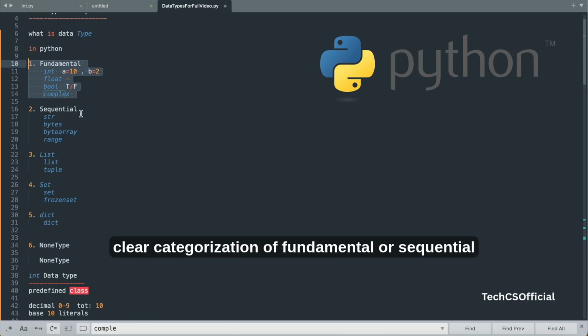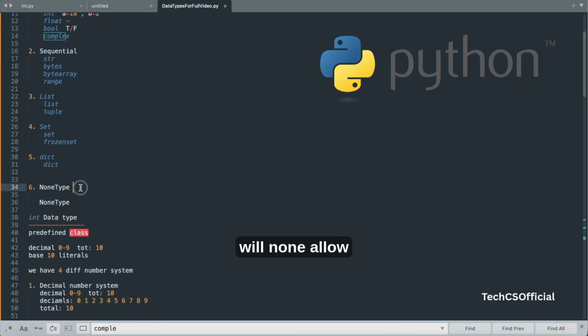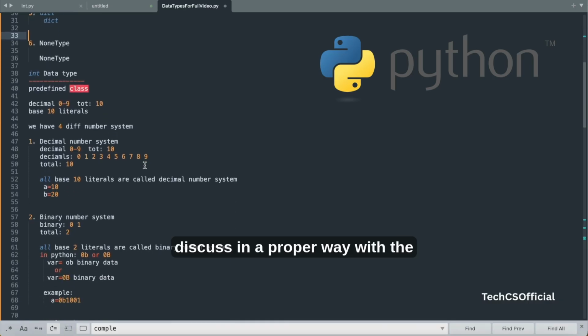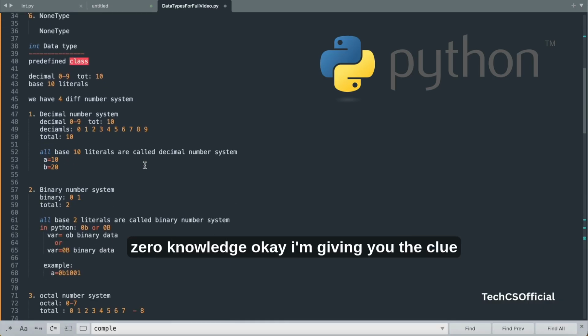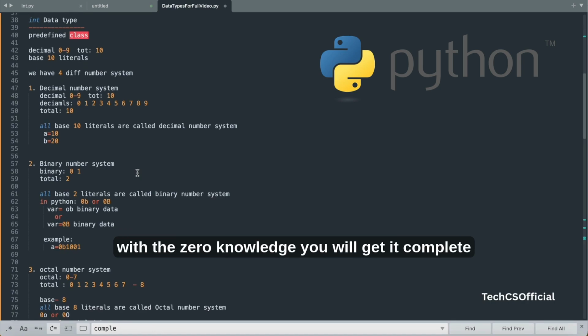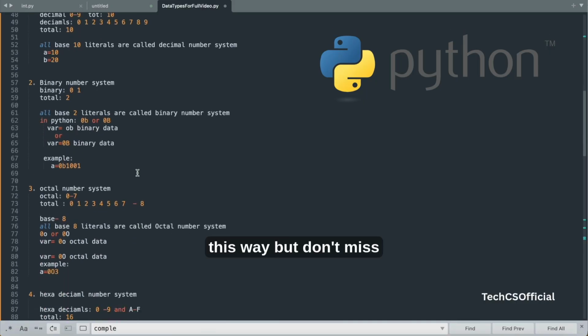So this is the clear categorization of fundamental, sequential, list, set, dict, and none along with it. So six categories, all we discuss in a proper way with zero knowledge. I'm giving you the clue: with zero knowledge you will get from complete beginner to expert level in this way.